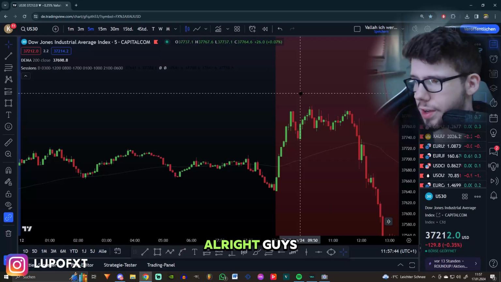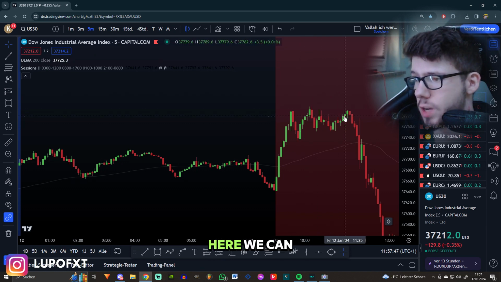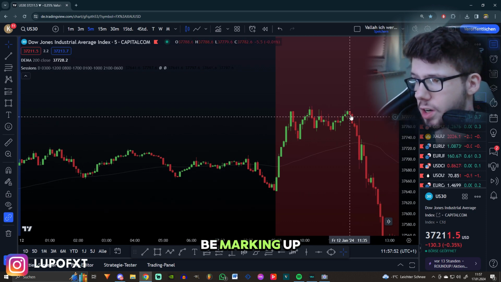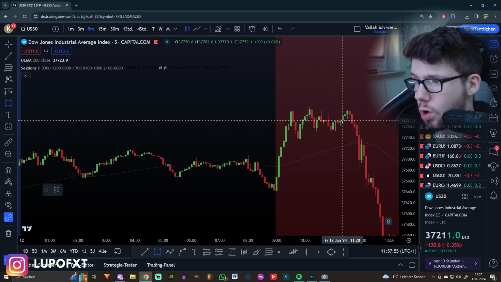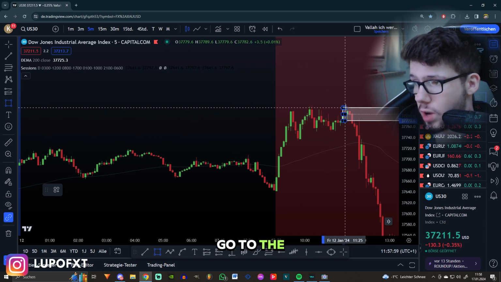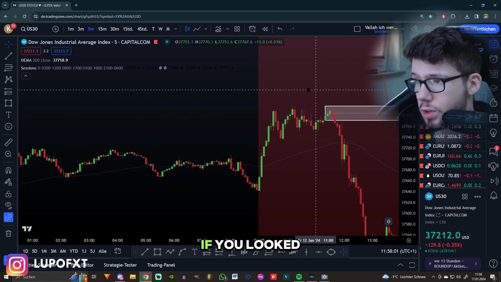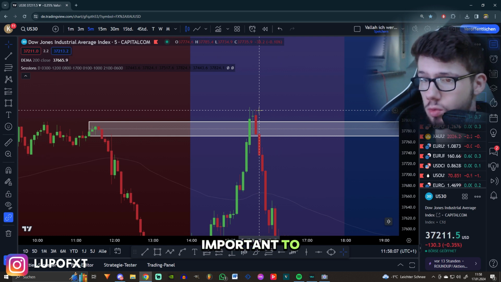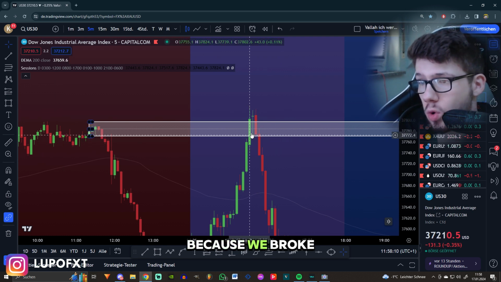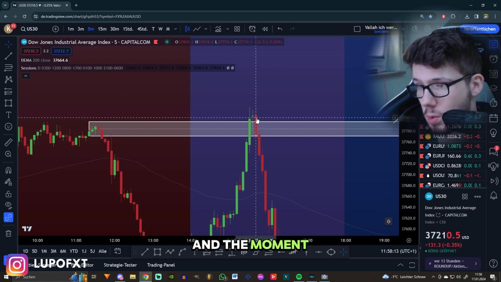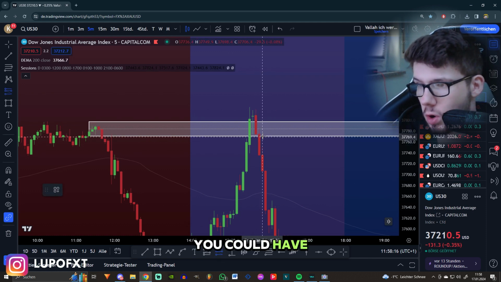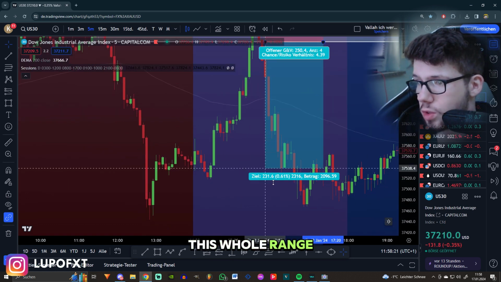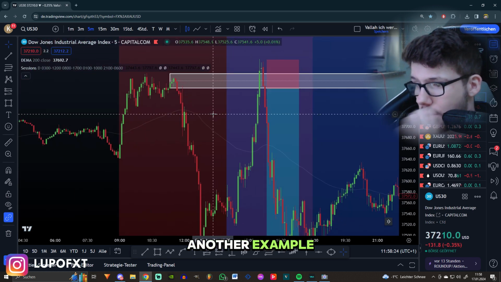All right, guys, it's a little bit to the right. It's on purpose. Here we can see on London session, US 30 just had a complete rally to the downside once again. So we could be marking up these areas here, these green candles. I made this on purpose like this. And if we then go to the right, by the way, we can extend it a little bit because of these candles. If we look to the right, then we can see that we actually broke through this here for once. But then it's important to remember that trades can still be better because we broke through the zone, but we came right back under it. And the moment that this candle printed and printed this next one, you could have gone into the trade right here. If you wanted to be safe, you could put your stop loss above here and just trade this whole range to the downside. A beautiful another example for supply.